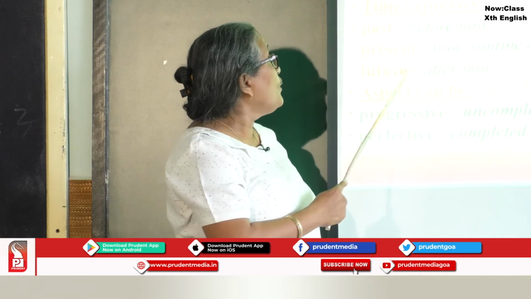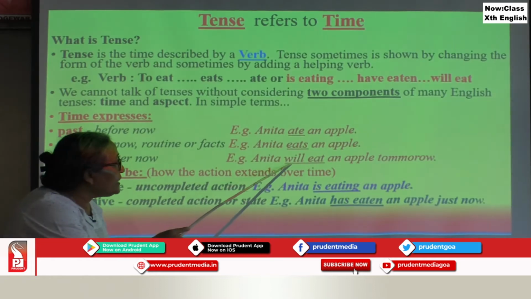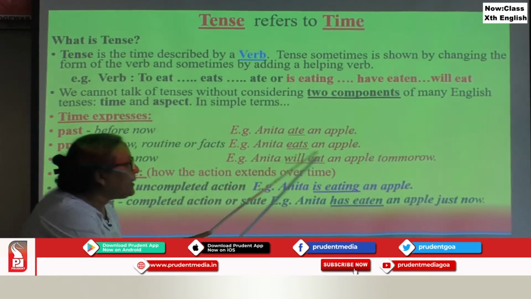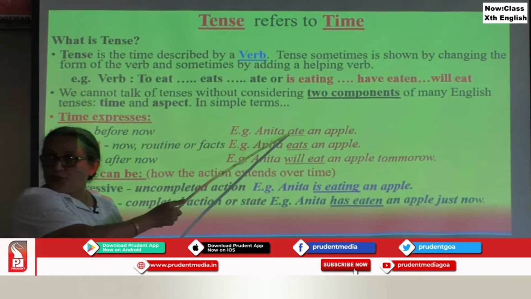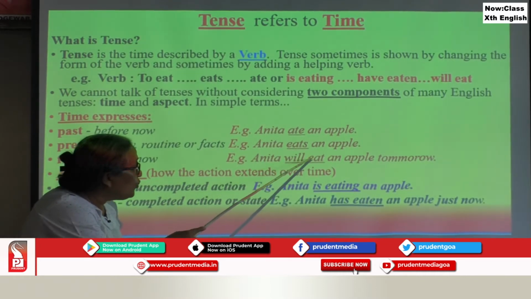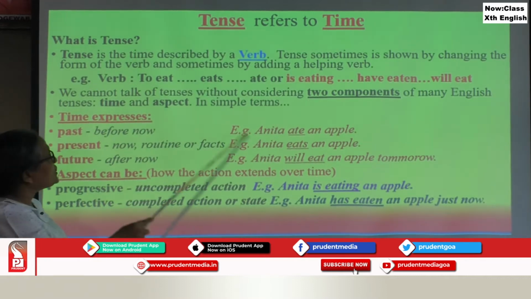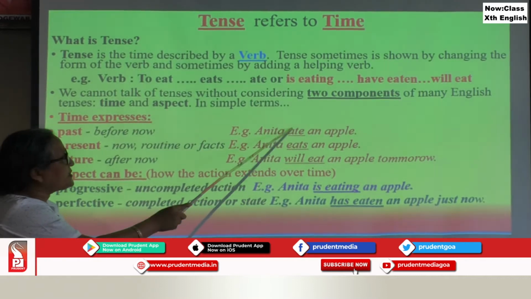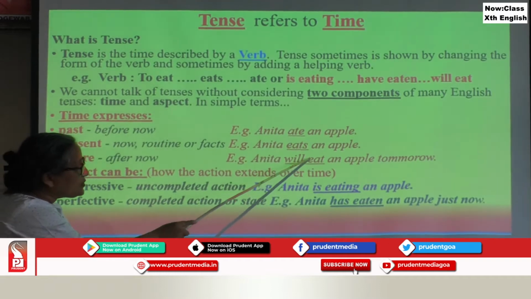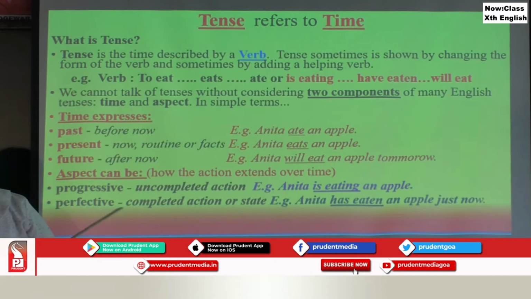And we denote future by using a helping verb with the main verb, not by changing its form, but by using a helping verb with the main verb. So here is the rule. You either change the form, eats, ate, or you use a helping verb to form the tense.